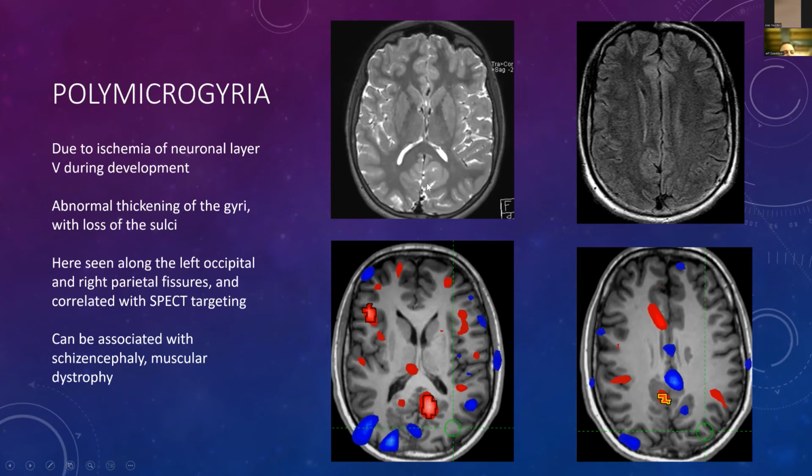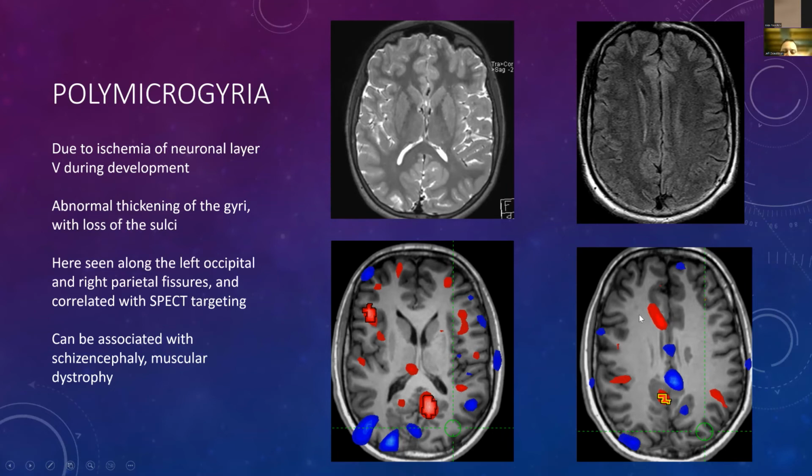Polymicrogyria results from ischemia of neuronal layer 5 during development. You have abnormal thickening of the gyri and loss of the sulci. Here you see the left occipital and then the right parietal fissures, and are correlated with our SPECT targeting. These areas with that abnormally thickened cortex, which is somewhat dysplastic, can be sites that cause seizures, and they can also be targets for resection.